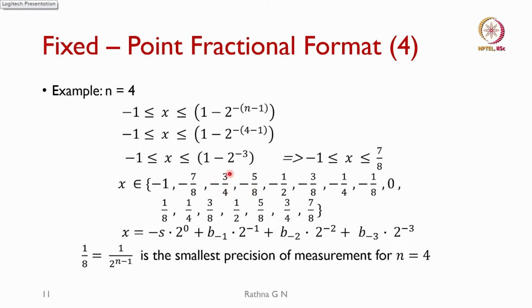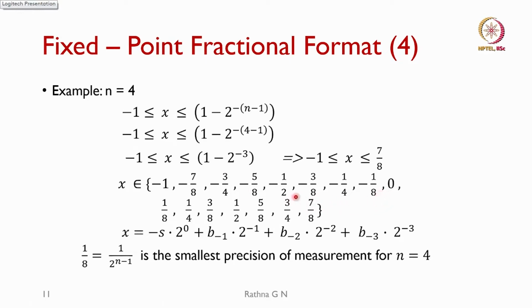You may be wondering why I have got minus 3 by 4. Just check: 7 into 2 is going to be 14, so 14 by 16. What you will be doing is adding minus 7 by 8 plus minus 7 by 8, which will give you this value when you simplify it.